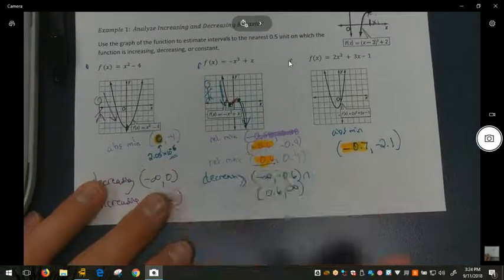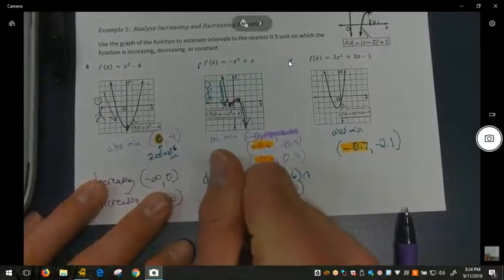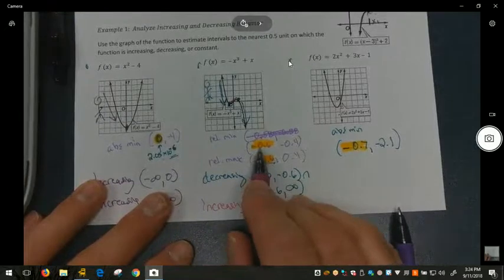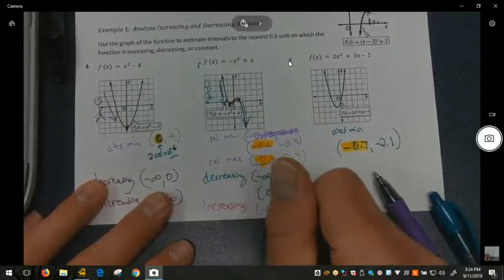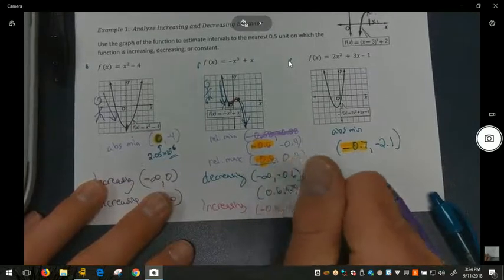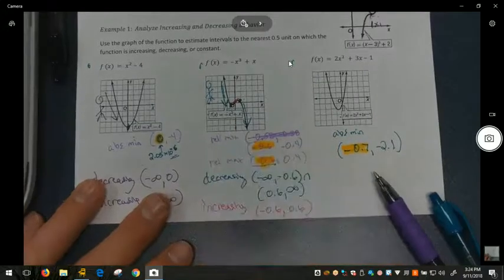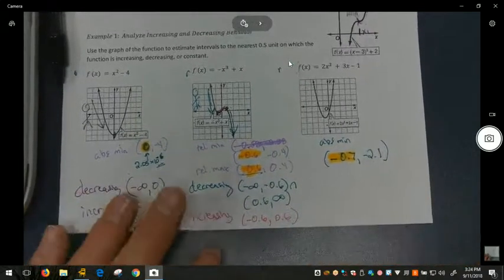For our increasing behavior, it is simply increasing only on that interval between the relative minimum and the relative maximum. So between negative 0.6 and 0.6. That's the only interval from this x value to this x value that the height of the graph is increasing as I move from left to right.